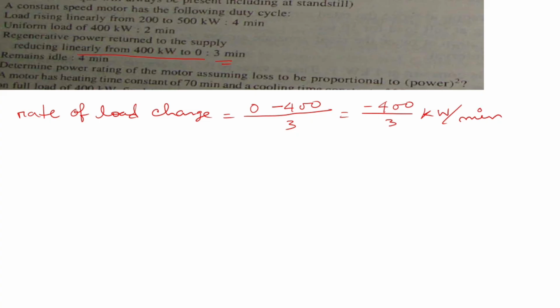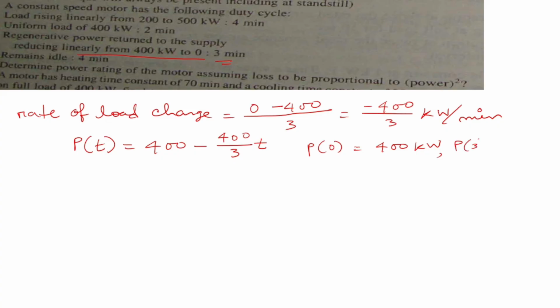And again therefore the instantaneous power Pt in the time interval will be 400 minus 400 by 3 t. So if you put t equal to 0 here, at 0 minute it will be 400 kilowatt, and at t equal to 3 minutes it will be 0.